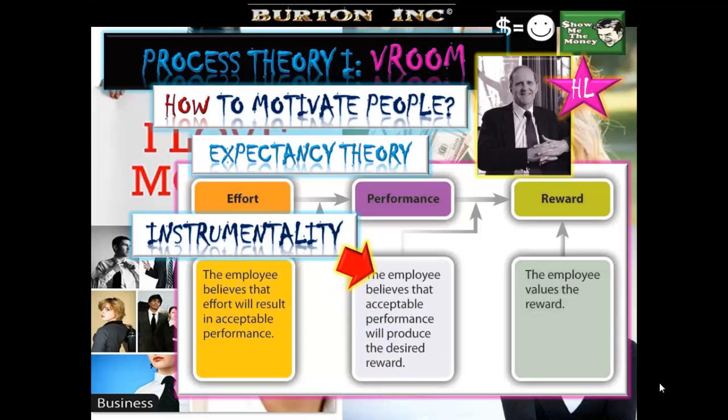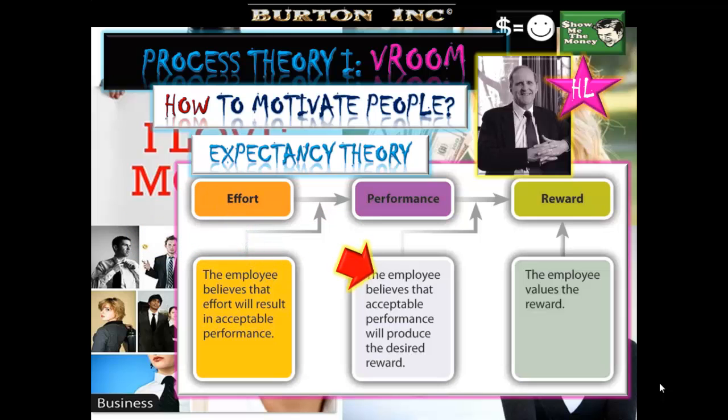Instrumentality, the confidence of employees that they will actually get what they desire regardless of what has been promised by the manager. And valence, the depth of the want of an employee for an extrinsic reward such as money or an intrinsic reward such as satisfaction. So the employee needs to value the reward.